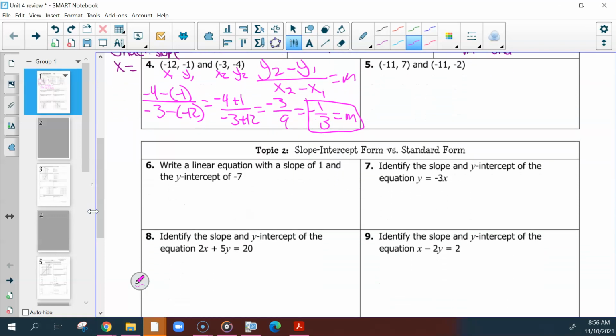We're going to do number 7. Number 7 just asks us to identify the slope and y-intercept of this equation. So we need to know what is our m and what is our b. What is m?